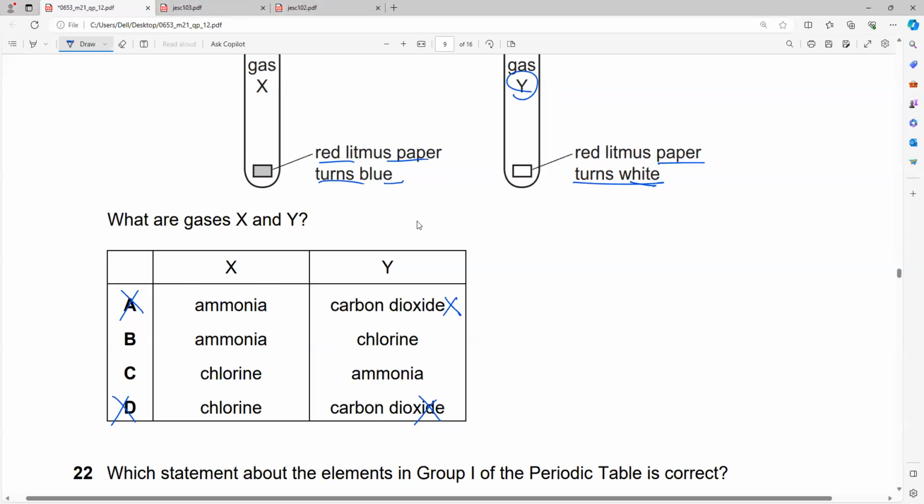Red litmus paper turns into blue. So what is that? Ammonia. Yes, ammonia turns red litmus to blue. So write it: when red litmus paper is dipped in ammonia, it changes the color of the litmus to blue. Please make it clear, everybody. Very important question. So remember that.